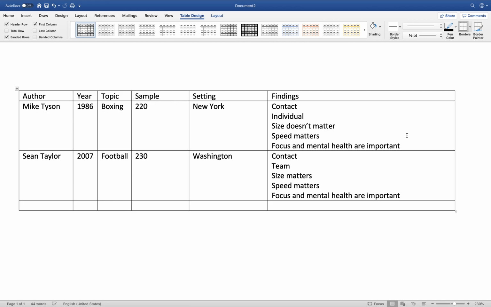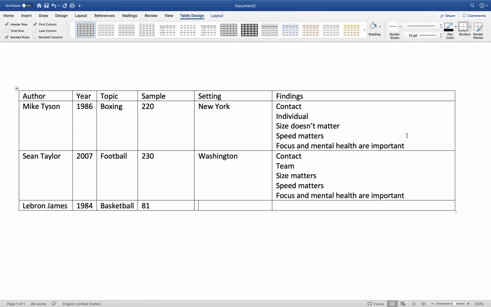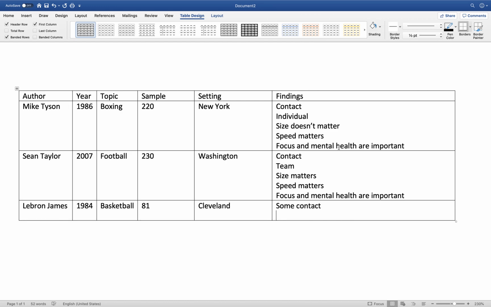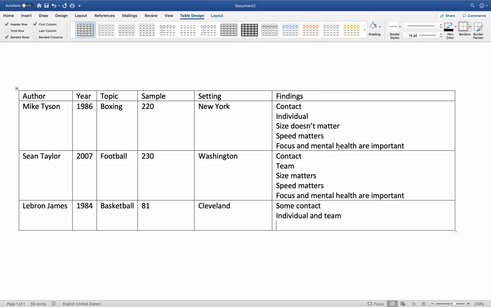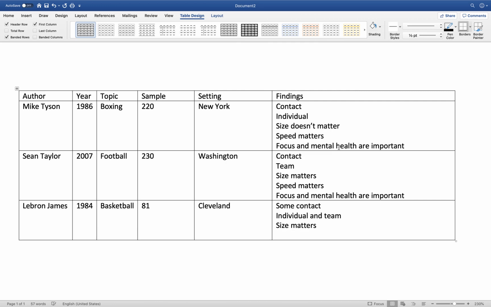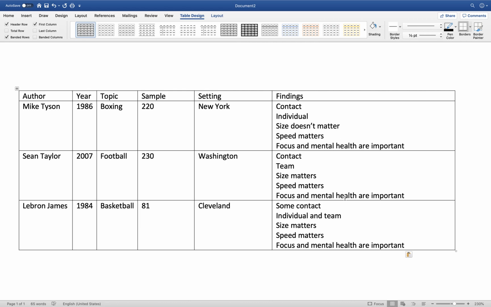The third article is written by LeBron James, and this was written in 1984 on the topic of basketball, and he uses a sample of 81, and he collected his data in Cleveland. And his research finds that research participants, right, with 81, it's likely a qualitative research study, so we'd call them research participants. His research participants prefer some contact, not a lot of contact, but not no contact either. Some contact. They believe that both individual and team sports are favorable. Size does matter, they find. Or they believe speed matters as well, and that focus and mental health are also important.